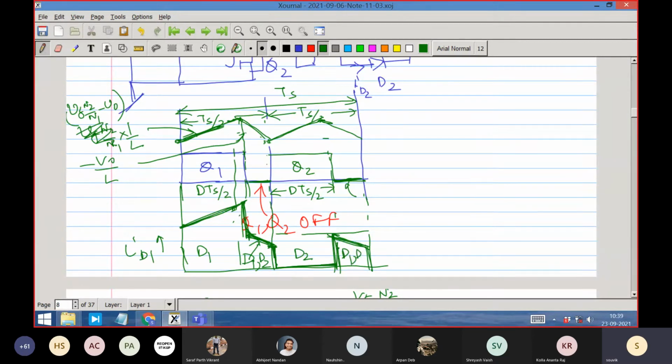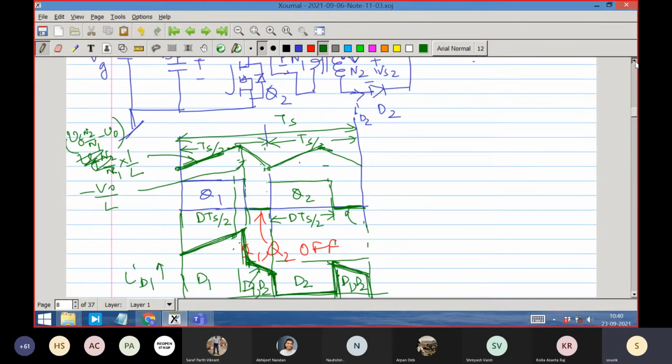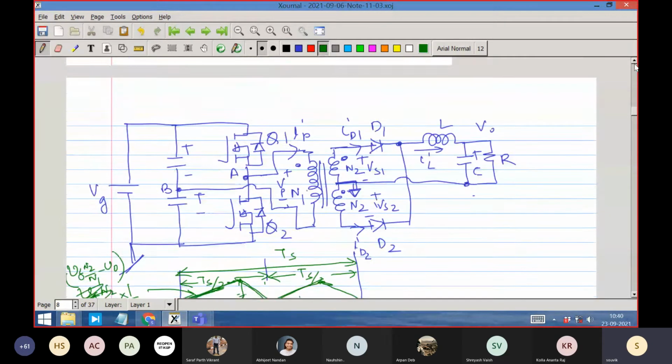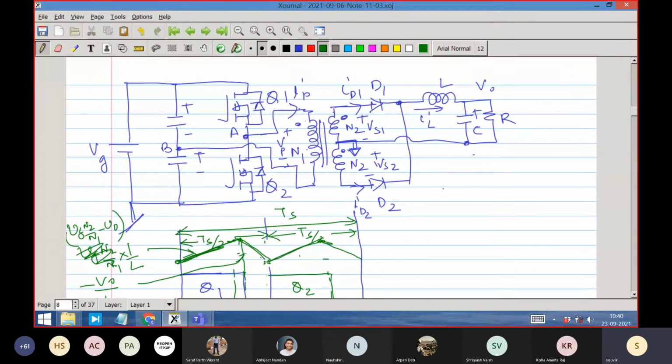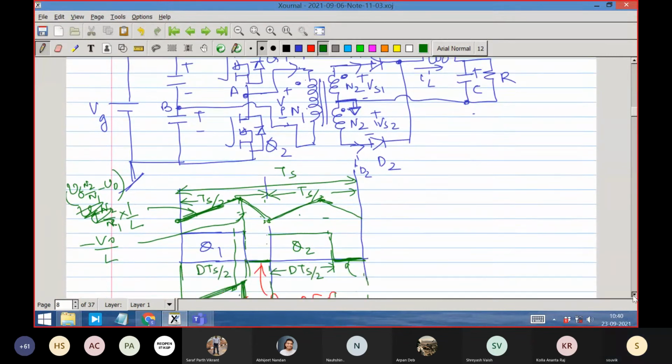And in a similar way you can sketch the D2 current waveform. I have drawn ID1. You can similarly sketch it, because D2 on means in this portion the diode D2 current will be on, right? And what will the transformer current be, without magnetizing current consideration? So what will the transformer current be, primary during on time?